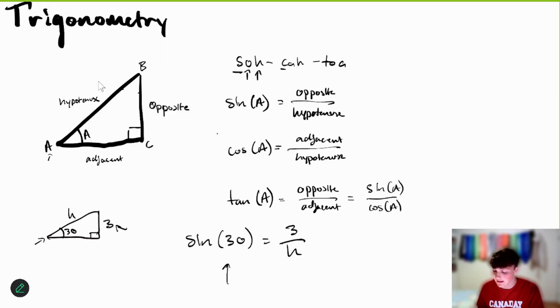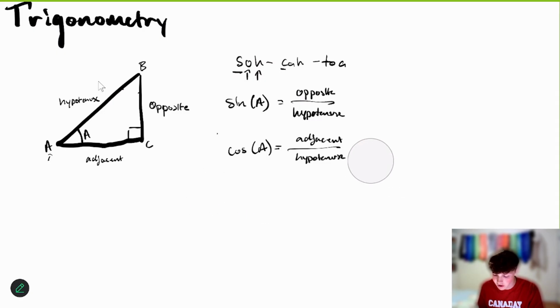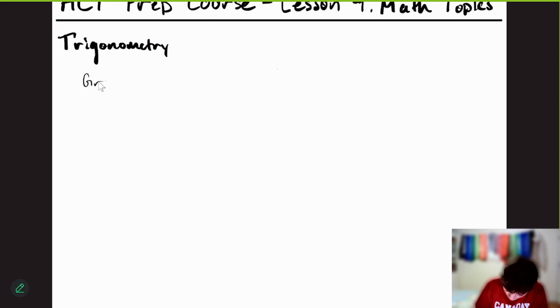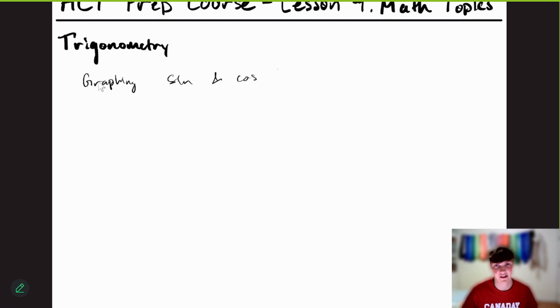Let's keep going with the most important thing you see in trigonometry that students get wrong all the time. What that is: graphing, zoom out here, graphing sine and cosine. The ACT loves to ask about graphing sine and cosine. Usually one question on the test, at a minimum, is about sine and cosine and graphing them specifically. So let's talk about graphing.